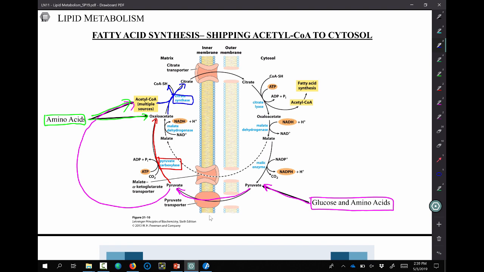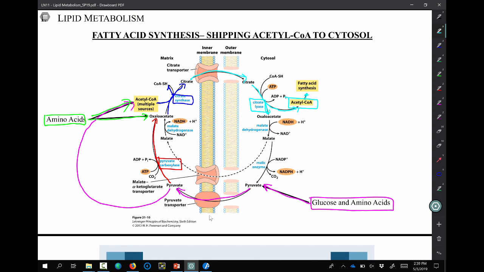Okay? Now here's where it becomes fun. We have not really seen this part, so let's use this cyan color. Citrate can be carried out into the cytosol. It can be just directly transported out into the cytosol. And when in the cytosol, there's this new enzyme, citrate lyase. And citrate lyase will break acetyl-CoA off of citrate. And then acetyl-CoA will go on to make fatty acids.